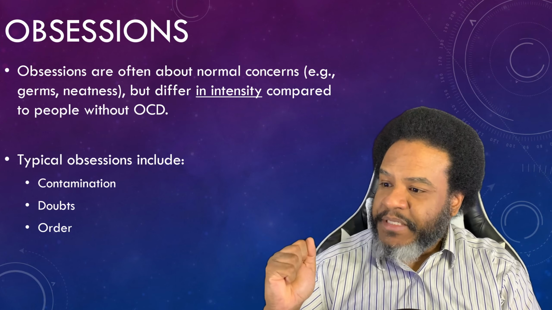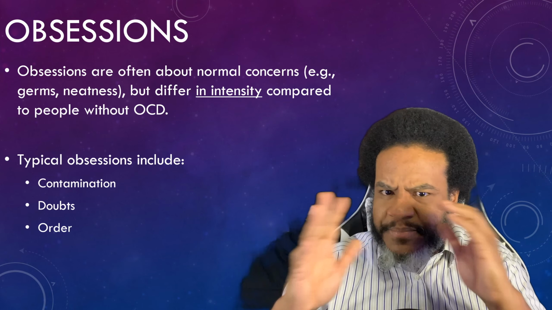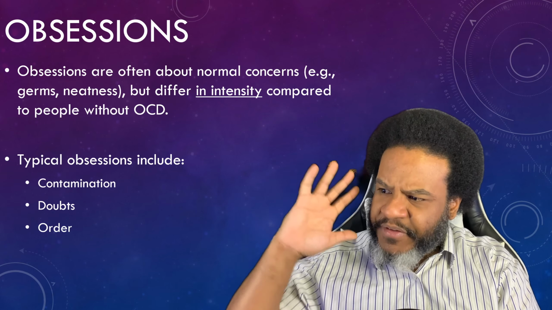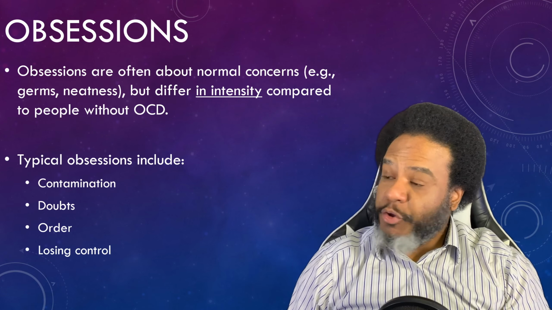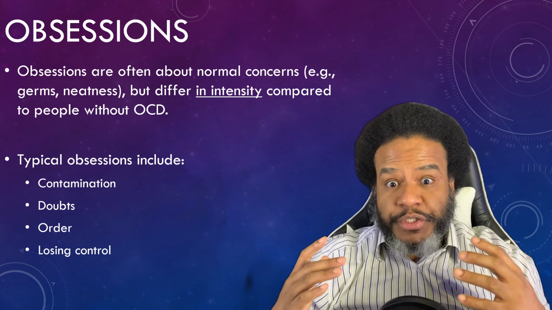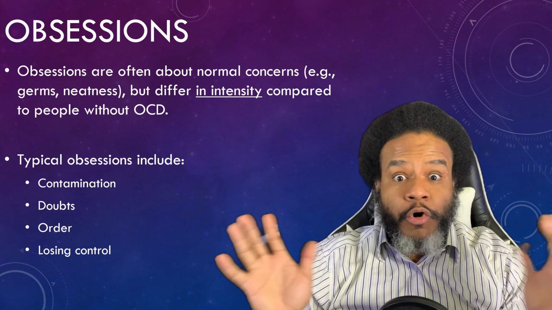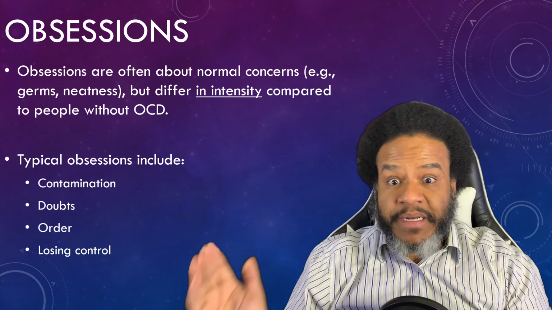The next obsession right here, we have order. For order, this is like needing things to be neatly organized, categorized, have symmetry. Order could be, I'm obsessed that everything has to be in order. My compulsion is I'm organizing everything. So another obsession could be losing control, like about my emotions. Like I'm fearful that I'm going to get angry or aggressive, or I'm going to hurt somebody. That could be another obsession.